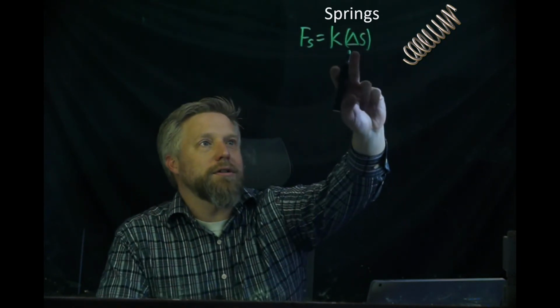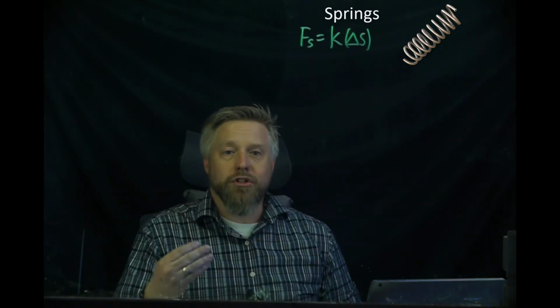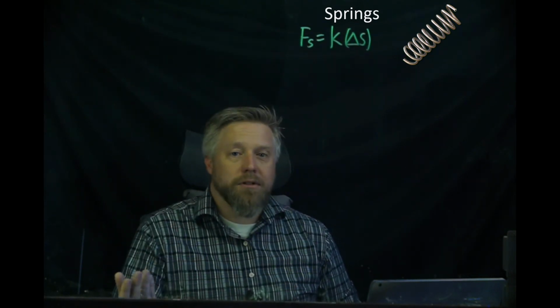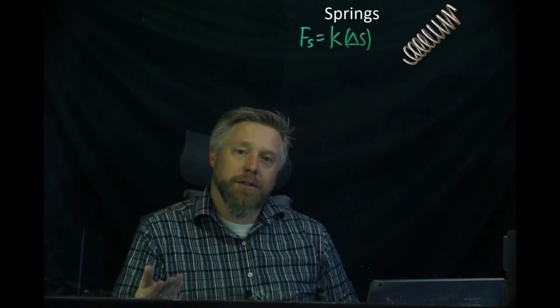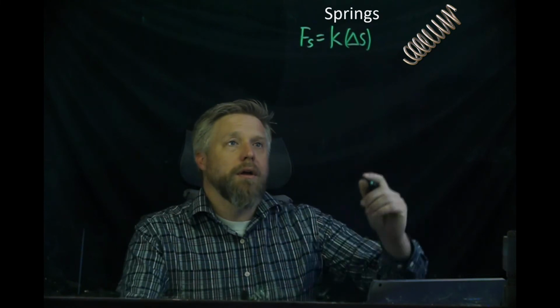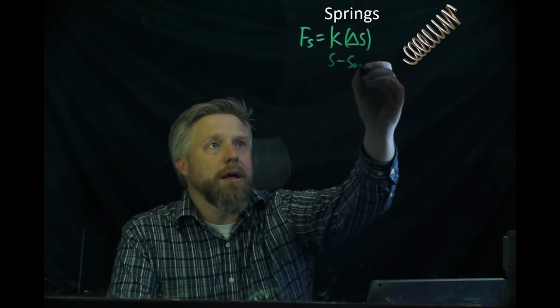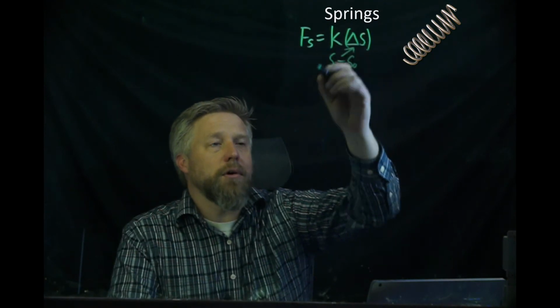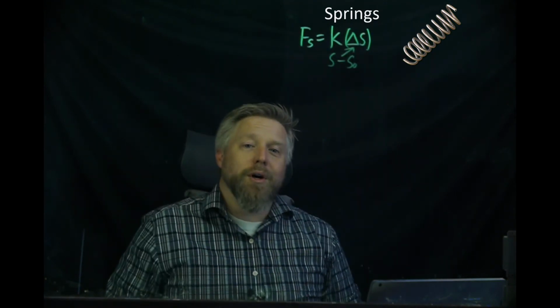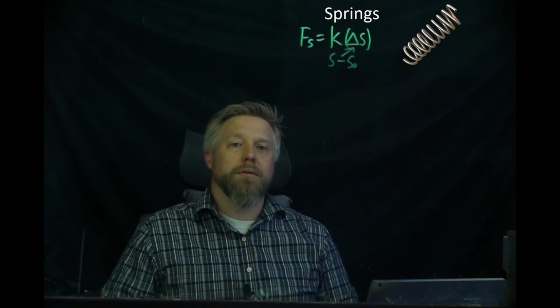It's important that you understand that that delta S is the change in length from the unstretched length. So you first have to determine what is the unstretched length of my spring, and then what is the current geometry of my spring. You take that current geometry, you subtract the original geometry, and that's how you get your delta S, multiply it by K, and we now have a force of one of those unknowns in our free body diagram. It can be super helpful in solving problems.